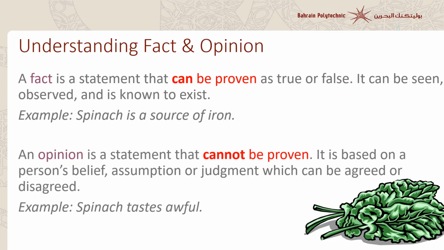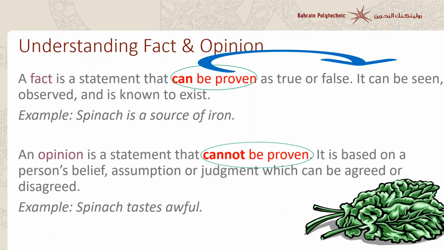All right. So a fact is a statement that can be proven as true or false. It can be seen and observed and is known to exist. So for example, when you say spinach is a source of iron, how do you prove that? Perhaps you can check that in a medical journal or a medical reference to see if indeed spinach is a source of iron.